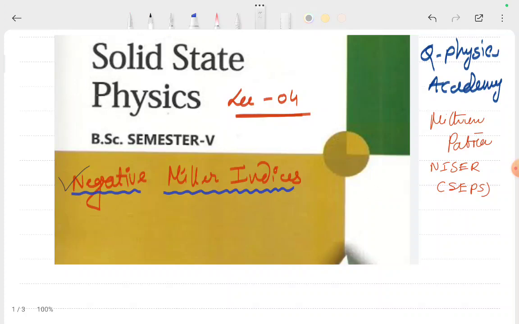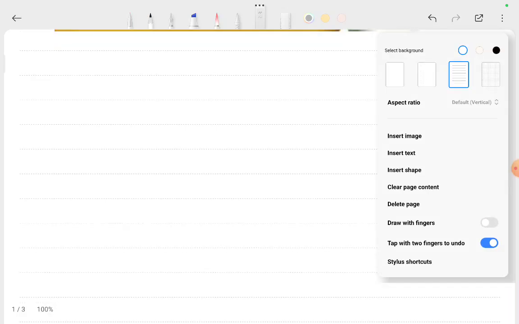Okay, so now let's start our class. My name is Mithun Patra, and currently I am pursuing my PhD at NISER SEPS, that means the School of Earth and Planetary Science Department, as a planetary science research scholar. Next we go to our next slide and start our class.